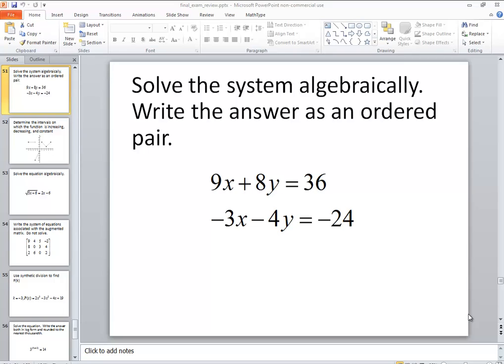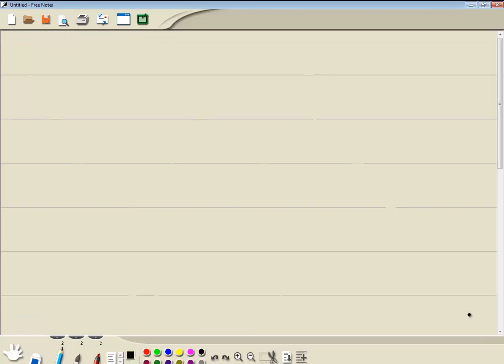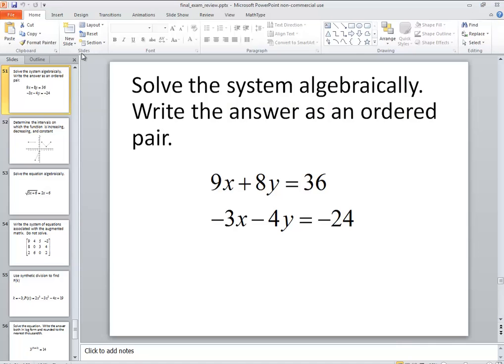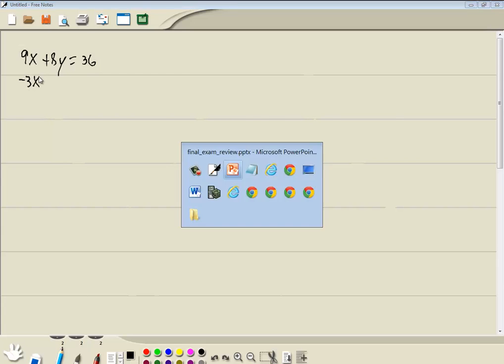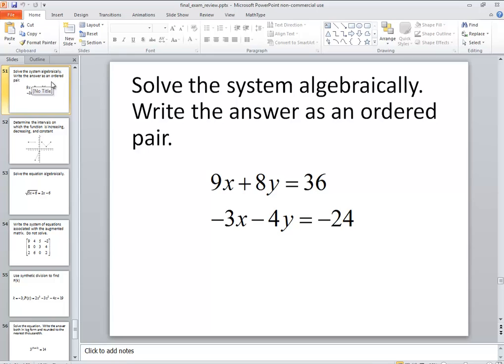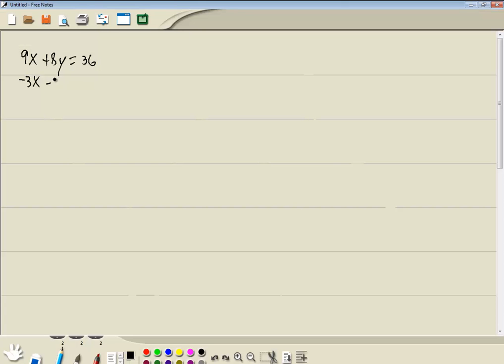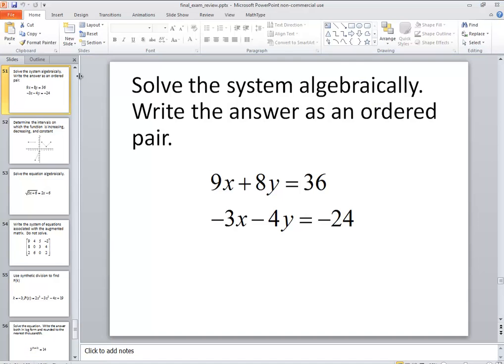In this problem, we're going to solve this system algebraically and write the answers in order of pair. So we got 9x plus 8y is equal to 36, and negative 3x minus 4y is equal to negative 24.